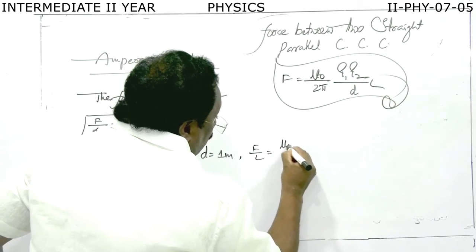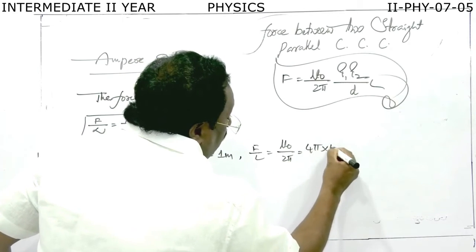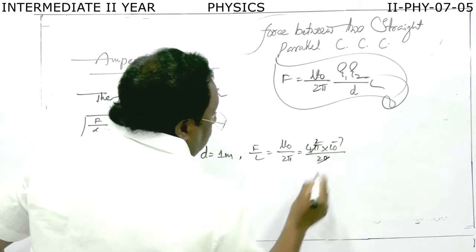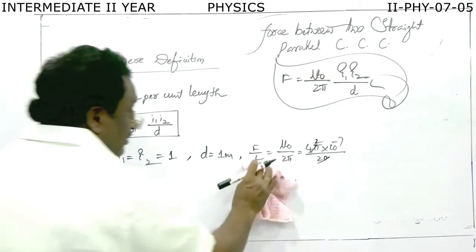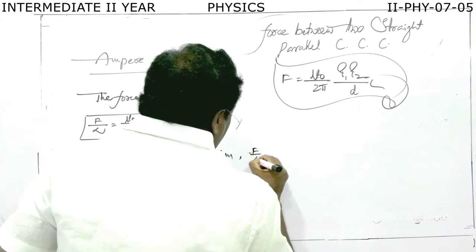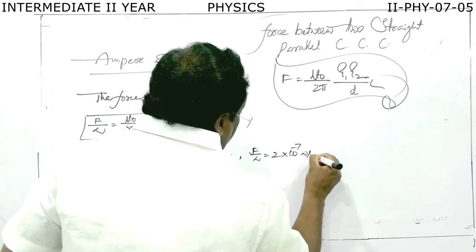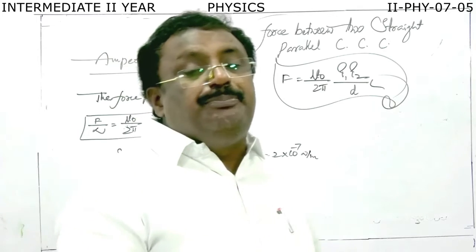Mu naught by 2 pi. Mu naught value is 4 pi into 10 to the power of minus 7. So it is 2 into 10 to the power of minus 7. Therefore, F by L becomes 2 into 10 to the power of minus 7 Newton per meter. Now by using these three values, we can define ampere.